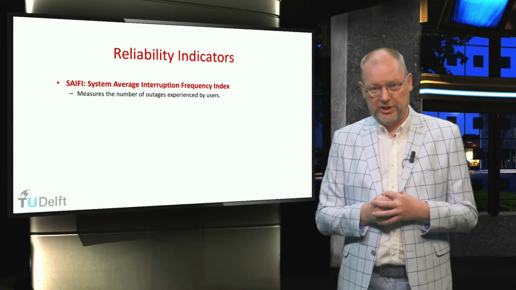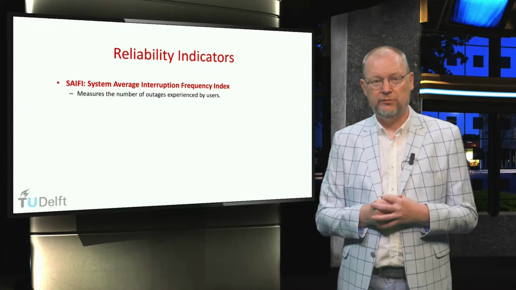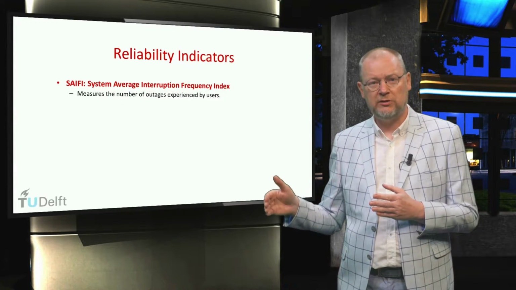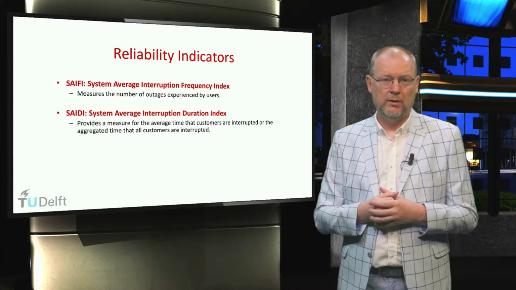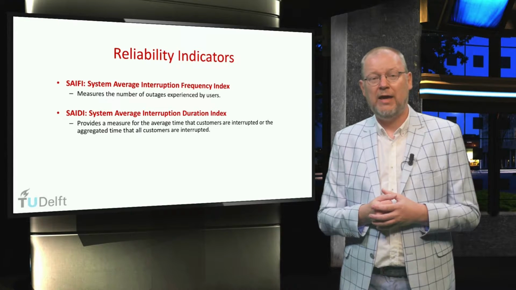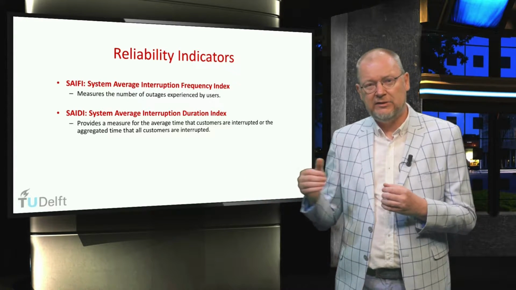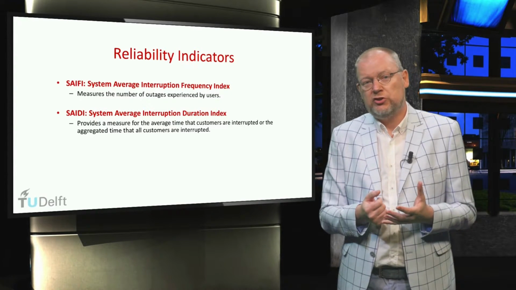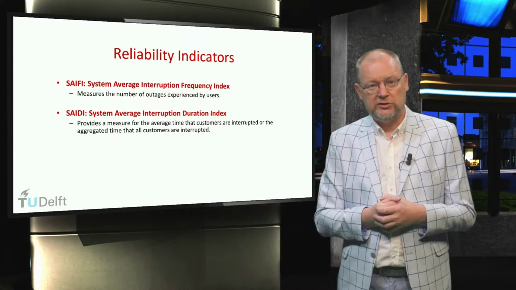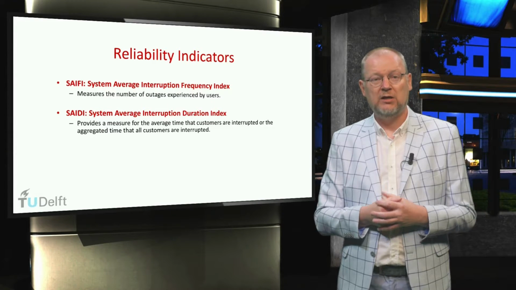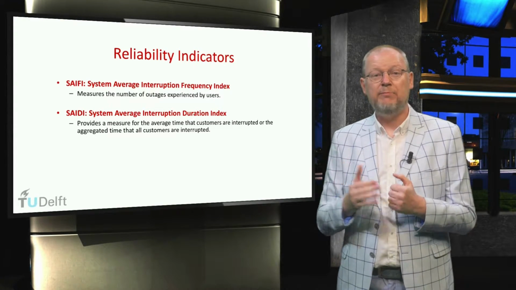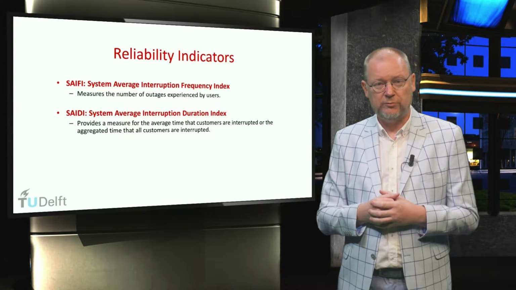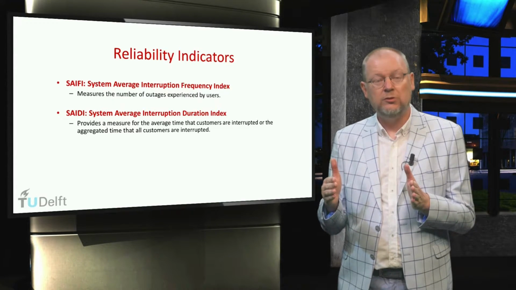First of all, we have SAIFI, the System Average Interruption Frequency Index. For the average user in the system, it measures how many outages there are during the year. We also have SAIDI, the System Average Interruption Duration Index. This measures the average duration of total interruption during a year. SAIFI is a number. For instance, on average, a customer of the system can have 2 interruptions per year. SAIDI is a time interval, recorded in minutes. If you have a SAIDI of 1 hour per year, this means that the average customer has an interruption for 1 hour in total during the year.